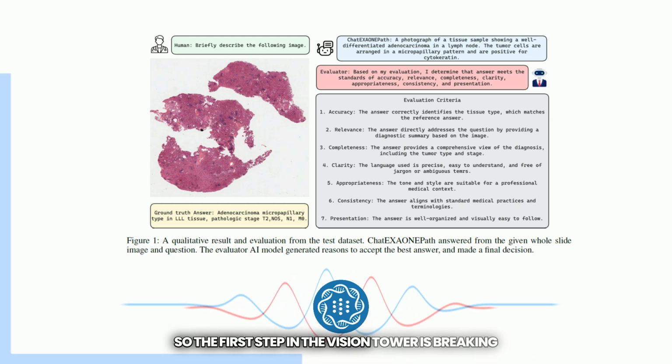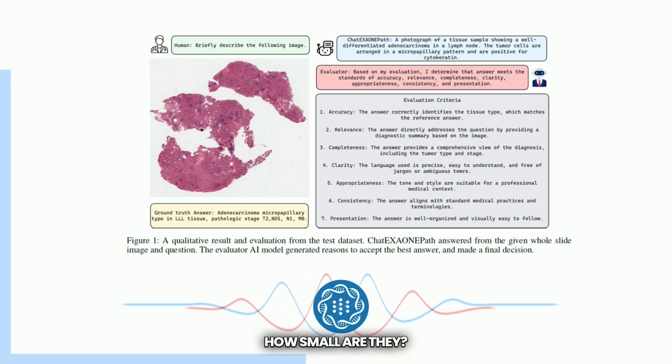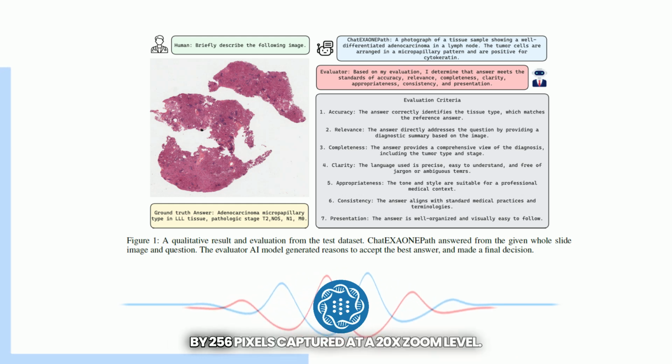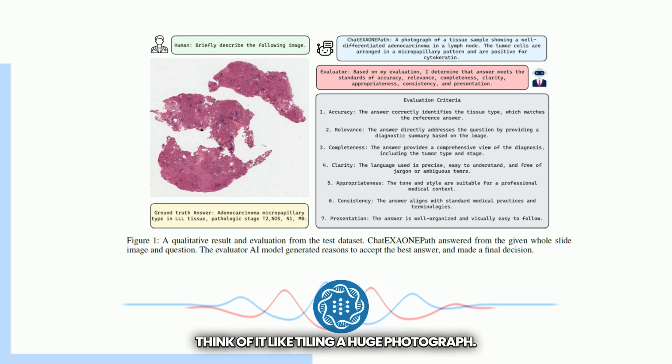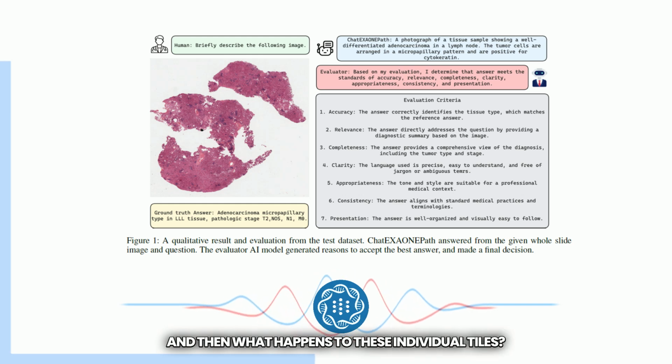So the first step in the vision tower is breaking down each WSI into smaller, manageable chunks. Patches. We mentioned those. How small are they? In this study, they used patches that were 256 by 256 pixels, captured at a 20x zoom level. Think of it like tiling a huge photograph. Okay, like a detailed mosaic. Got it. And then what happens to these individual tiles, these patches?